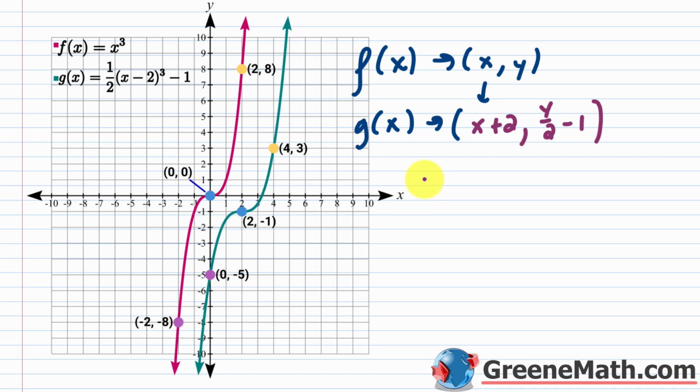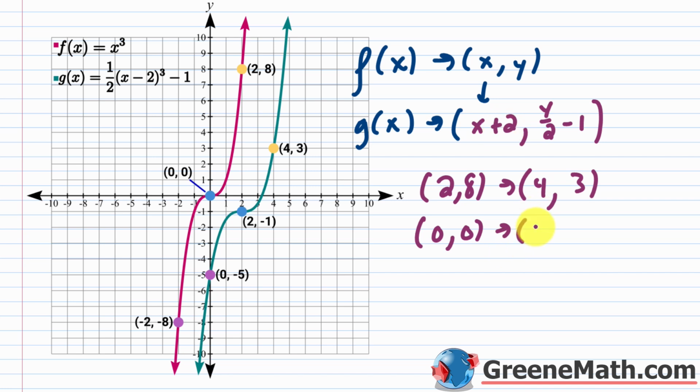If you have something like 2, 8, that is going to go to 2 plus 2 is 4, and then your 8 would be divided by 2, that's 4, and 4 minus 1 is 3. So 2, 8 is going to go to 4, 3. And then 0, 0 is going to go to 0 plus 2 is 2, then 0 over 2 would be 0, and minus 1 would be -1. So 0, 0 is going to go to 2, -1.